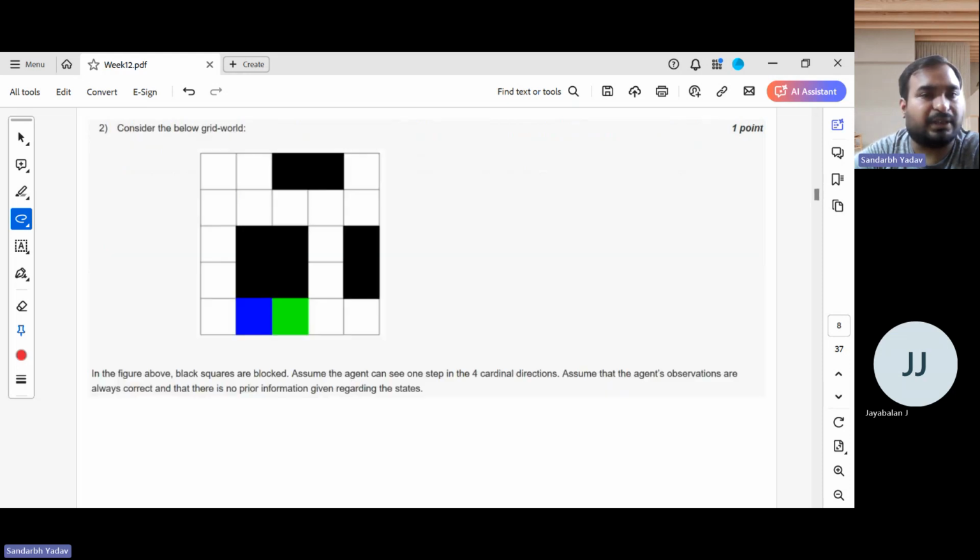Now let's move to the second question. Consider the below grid world. In the figure above, black squares are blocked. So black squares are obstacles, cells that the agent cannot be inside. And assume that the agent can see one step in the four cardinal directions. So this is north, south, east, west, or up, down, right for east, and left for west.